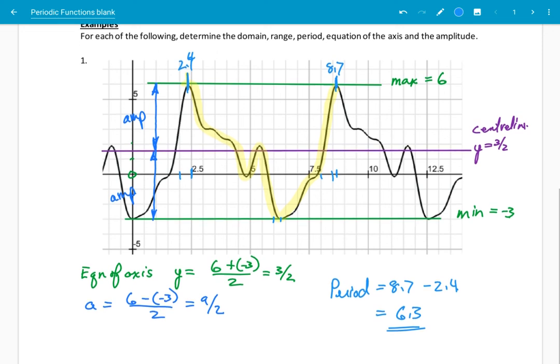I'm not quite done. Still need to do domain and range. Domain, there's no restrictions, so x is normal to the reals. The range is restricted by the max and the min. So y is between 6 inclusive and -3. There's the domain and the range. I was just looking at what the other teacher got for this. I think it's about 6.3 for the cycle. Maybe it's 6.25, but there we go.